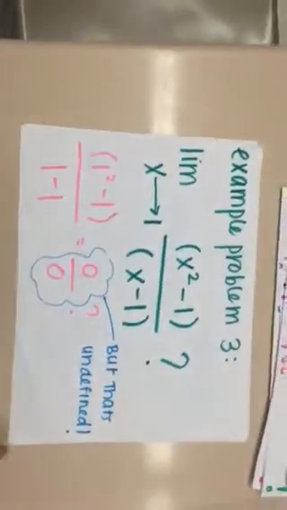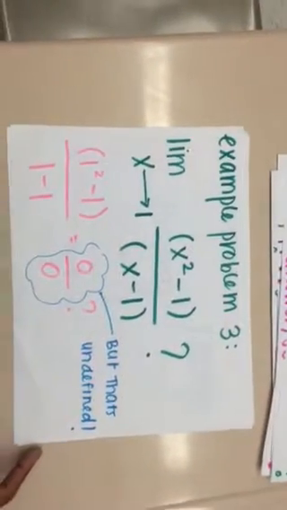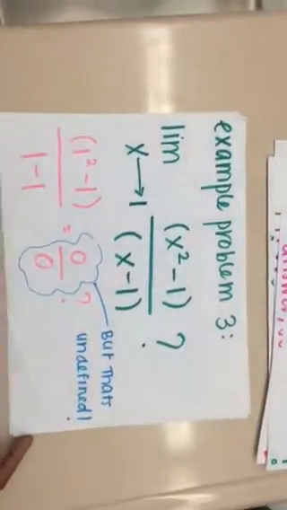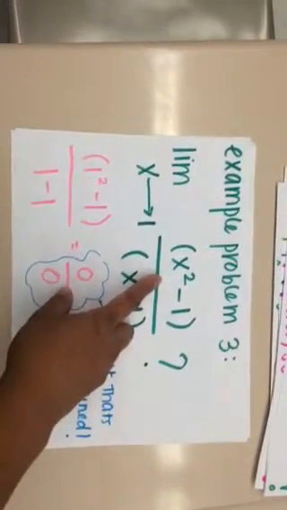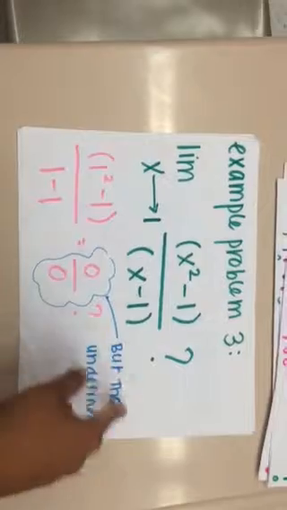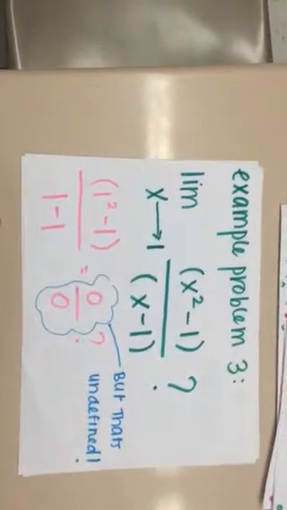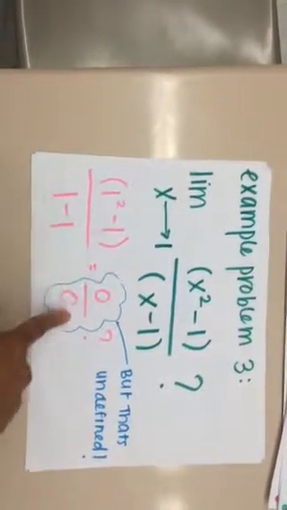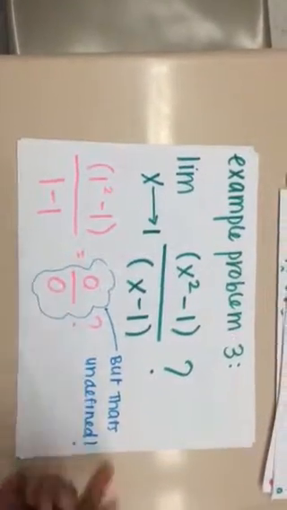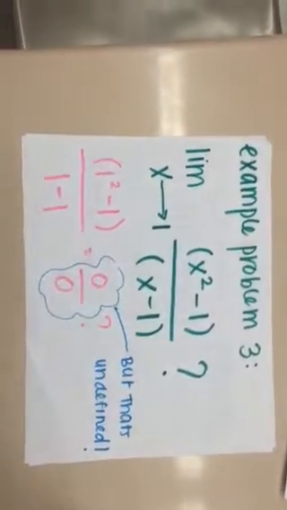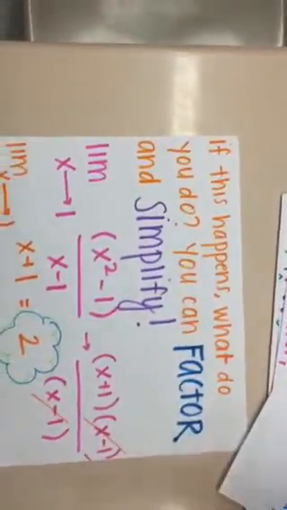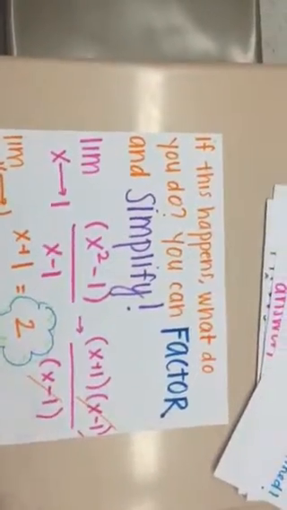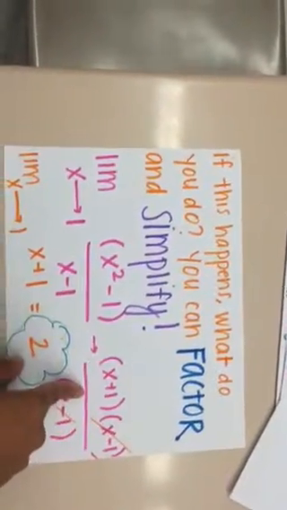Okay. Example problem number 3. What is the limit as x goes to 1 for the function x squared minus 1 over x minus 1? If you plug in 1, you would get 0 over 0, but that's not the right answer because that's undefined, because you cannot divide a number by 0. So if this happens, what you can do is factor it and simplify.